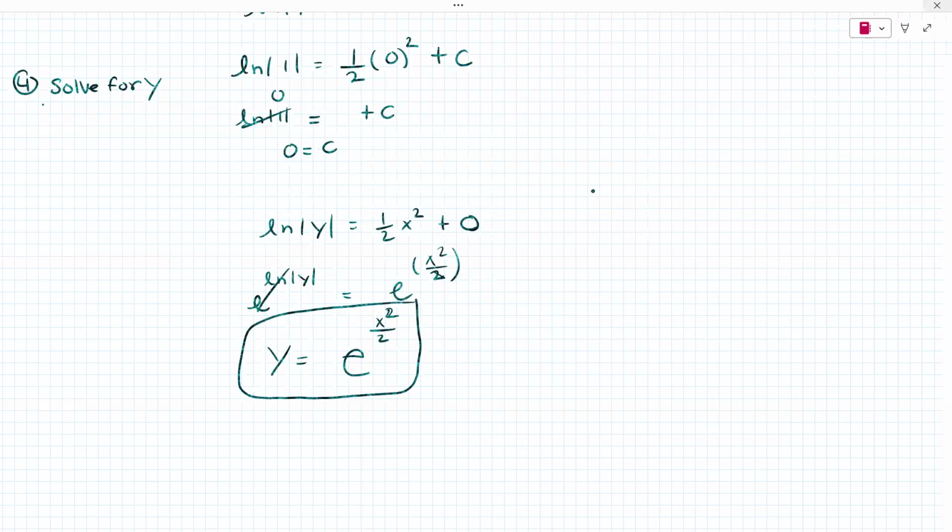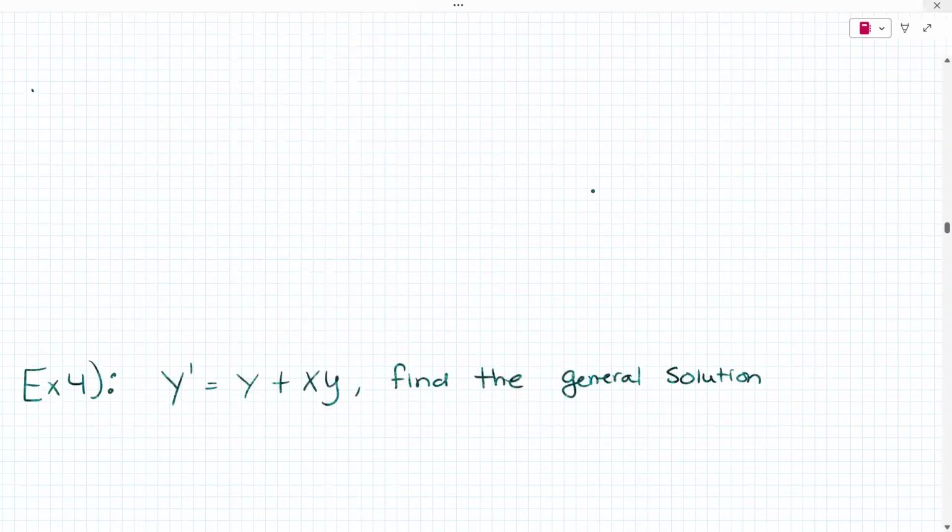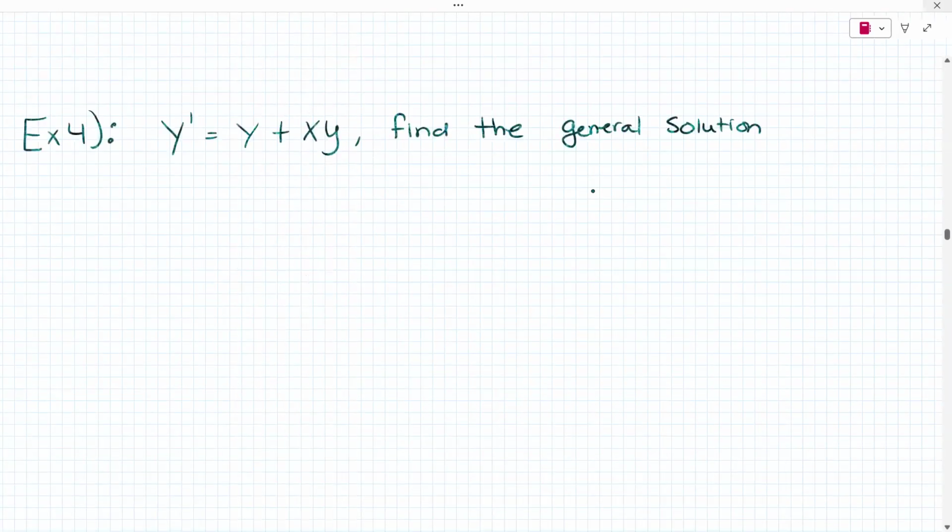Okay, let's move on to example 4. So in example 4, we have y prime equals y plus xy. Find the general solution. So yeah, step 1, first I'm going to rewrite y prime as this. If you've done implicit differentiation, y prime is the same thing as dy dx. Y, and then this stays true. Okay, then step 1 is I'm going to separate.